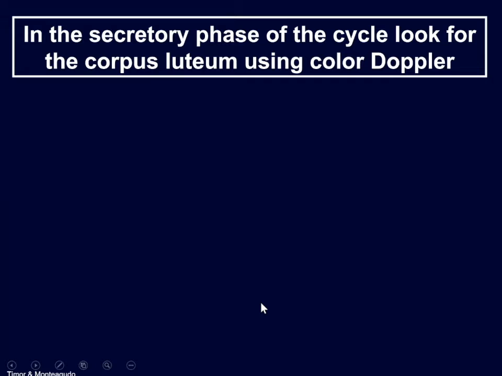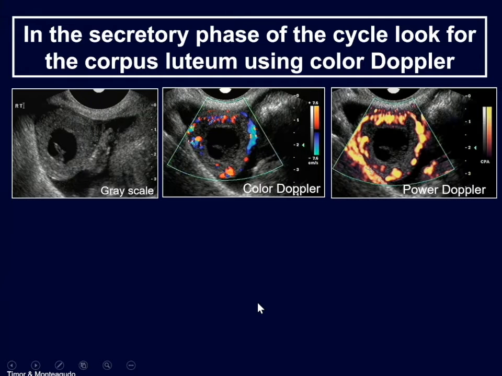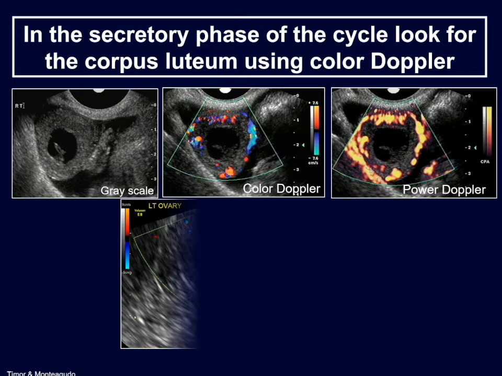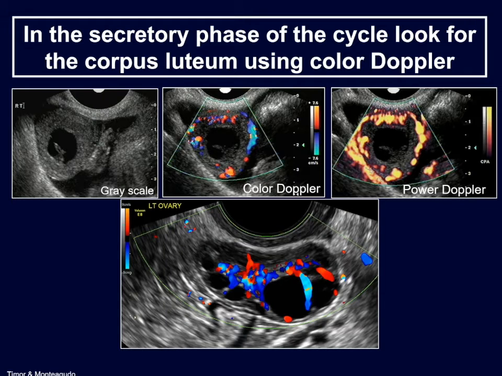Remember that in the secretory phase of the cycle, you have to look for the corpus luteum using color Doppler. And that can be seen by grayscale, color, or power Doppler. And they should definitely be easy to recognize if you turn on the color better than with grayscale.